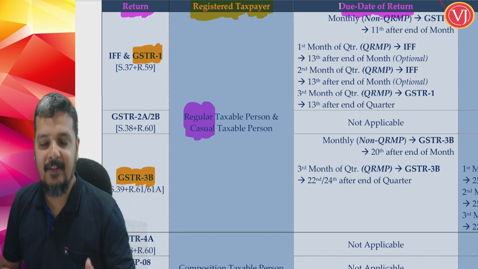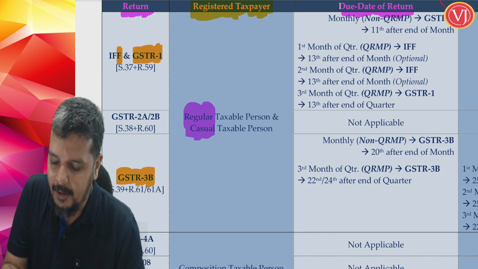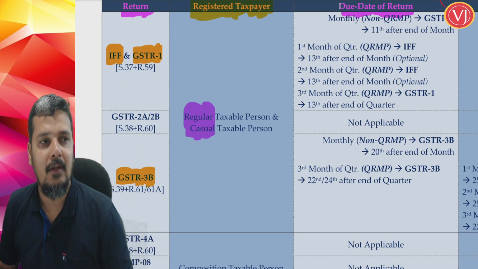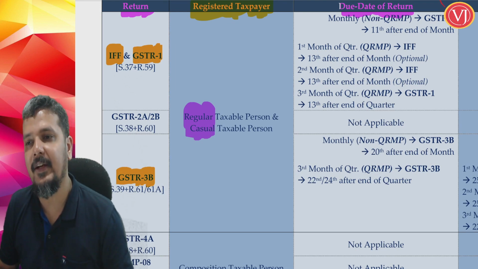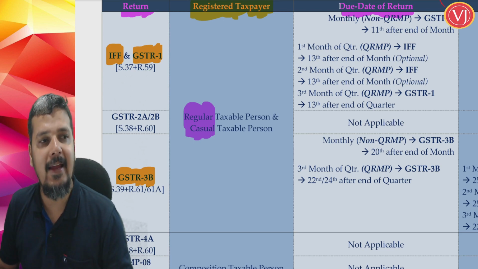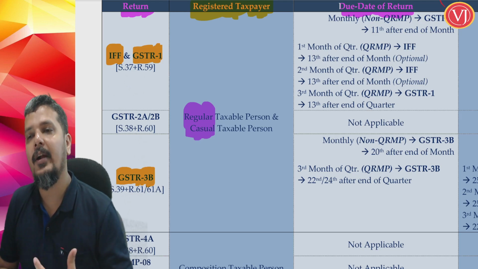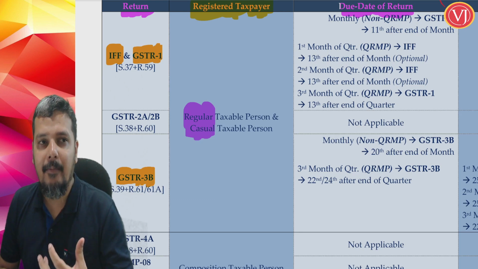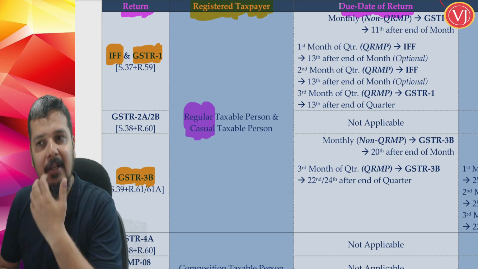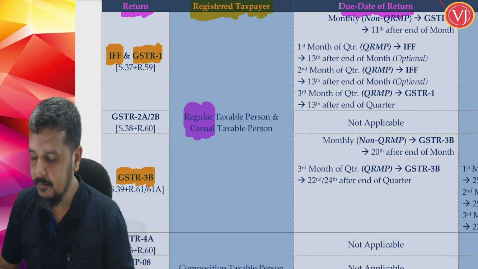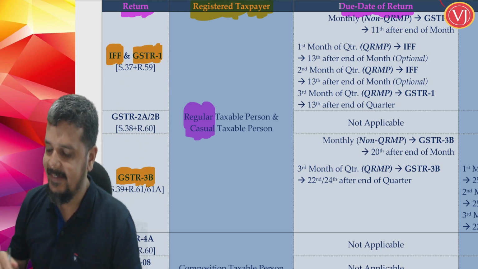Now, a new information is coming up. If at all you are under QRMP scheme, you may file invoice furnishing facility, IFF. Normally it is GSTR 1 and GSTR 3B. But if you are under quarterly return monthly payment, there would be invoice furnishing facility for the first 2 months of the quarter, and the last month will be GSTR 1. Right. Now, understand what will be the due dates.